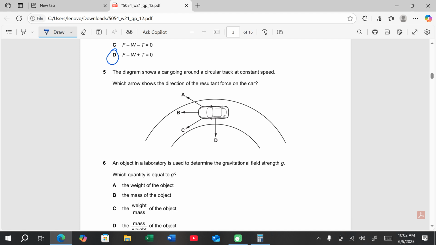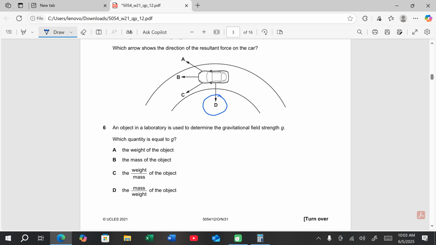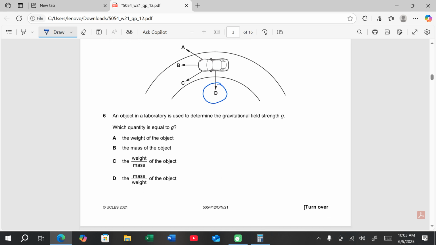In question number 5, it says the diagram shows the car going around a circular track at a constant speed, which arrow shows the direction of the resultant force of the car. Resultant force is always towards the center of the circle. An object in a laboratory is used to determine the gravitational field strength, which quantity is equal to g. Since you know W is equal to mg, so g will be equal to W divided by m, so it is weight divided by mass.